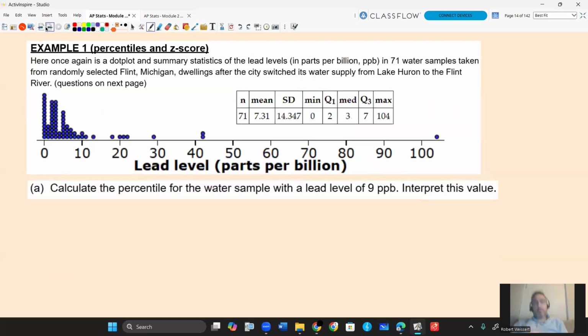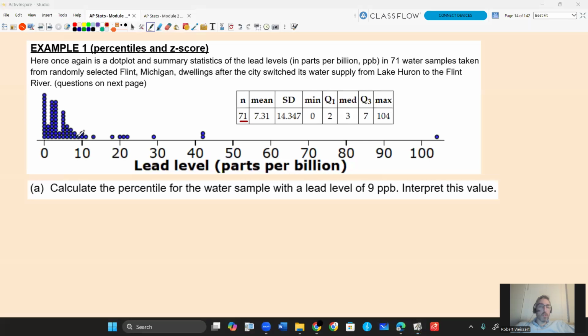All right, let's begin the example. Now that you've seen how to work that out, let's look at example one. This is the Flint water stuff that we studied at the beginning of the course. Once again, here's the dot plot for those summary statistics. There are 71 samples and a lot of outliers in this case. But let's calculate the percentile for the water sample for a lead level of 9 parts per billion.